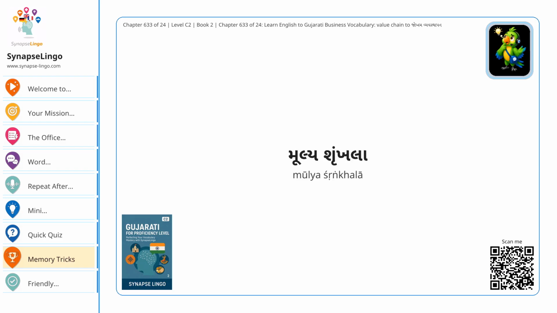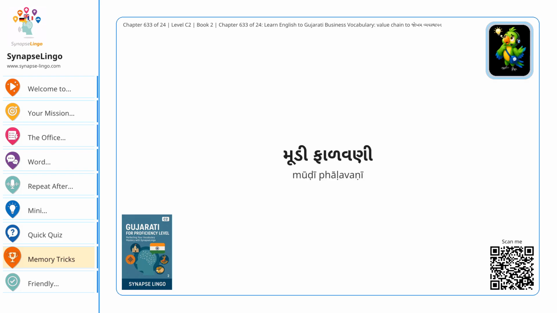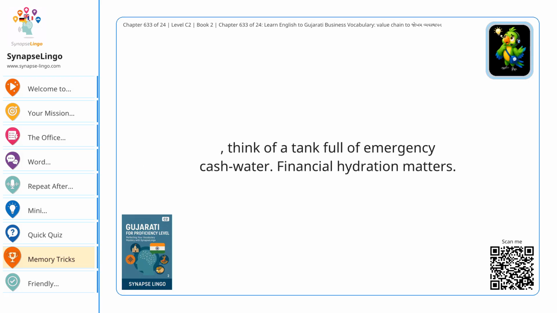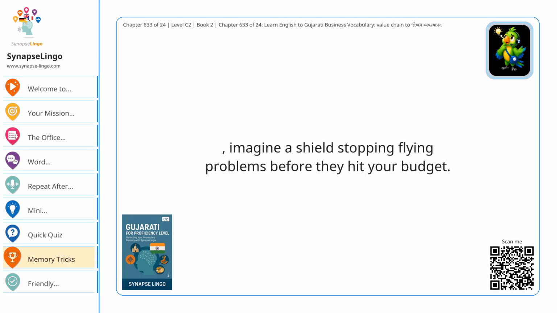મૂલ્ય શૃંખલા. Imagine a glowing chain where each link adds value. મૂડી ફાળવણી. Picture a manager dividing coins into boxes. ખર્ચ માળખું. Imagine a building made of rent, salaries, and materials. તરલતા અનામત. Think of a tank full of emergency cash water. Financial hydration matters. જોખમ વ્યવસ્થાપન. Imagine a shield stopping flying problems before they hit your budget.